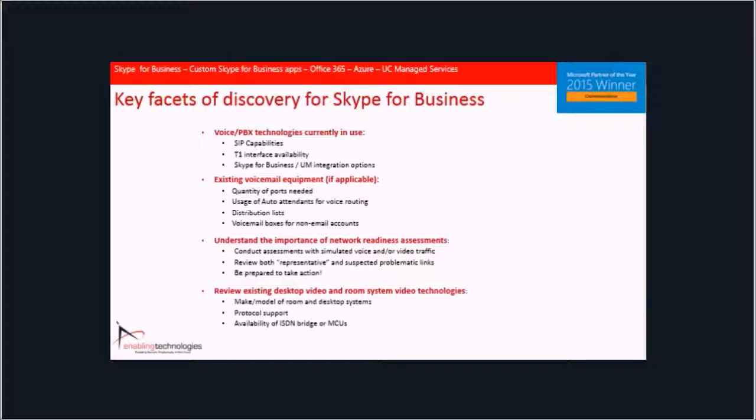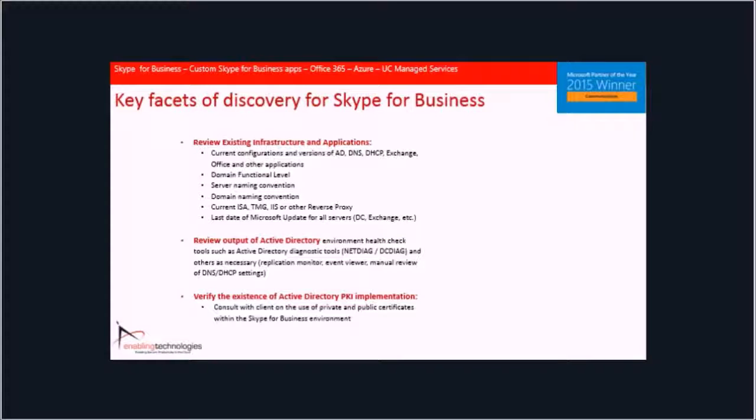Understand what you have already in hand as far as bridges, MCUs, that sort of thing to bring together disparate video conferencing systems, or perhaps explore new solutions that are out there so that your Skype for Business experience video-wise can integrate directly with the legacy video equipment that you have on premises.